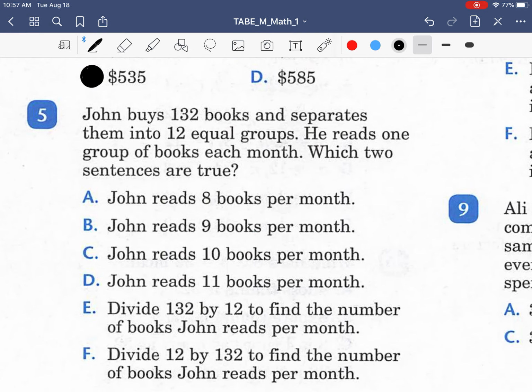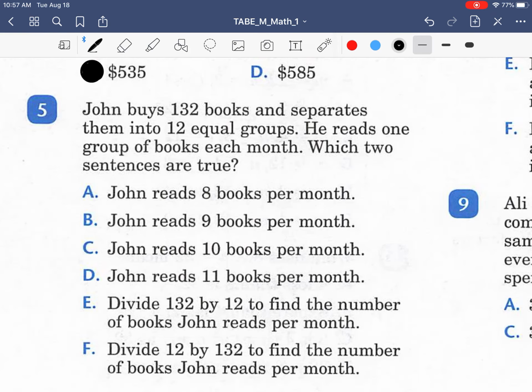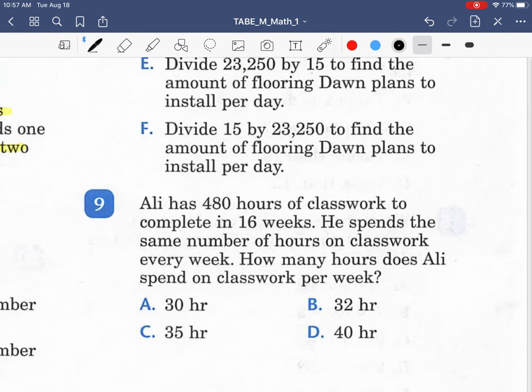Okay, number 5. John buys 132 books and separates, there's a division word, them into 12 equal groups. He reads one group of books each month. Which 2 sentences are true? So let's go ahead and do the division, and then we'll see what's true there. So 132 divided by 12.